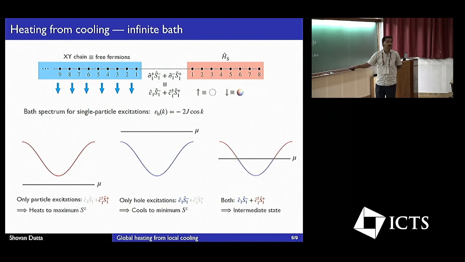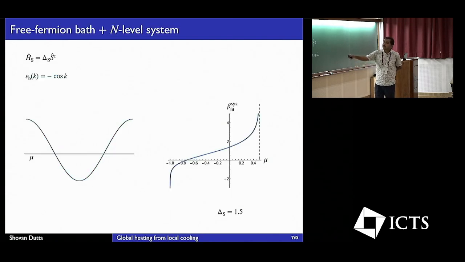And so if you have a single n-level system now, and if you sweep your mu from down to up, you go from heating to cooling. So this is fitting the temperature, the beta of the system, which is negative here. Yeah, just 1 minute. And positive here.